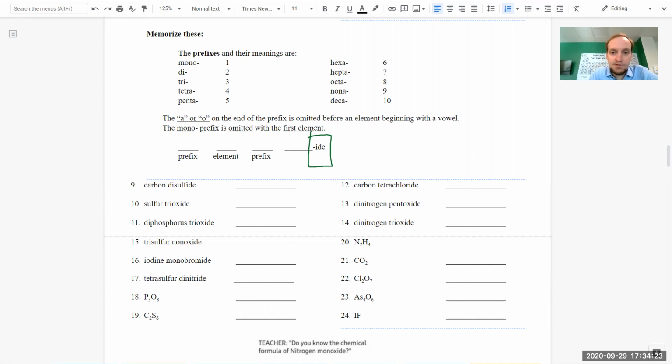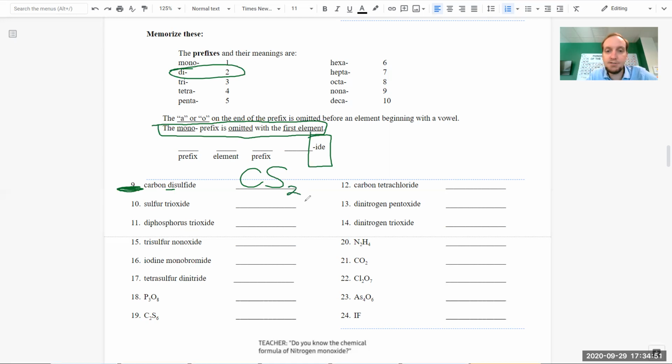So let's start with number 9. It says carbon disulfide. Carbon, again, notice it has no prefix. If it has no prefix, we can assume it's going to be 1. If it's 2 carbons, it would be dicarbon. If it was 5 carbons, it'd be pentacarbon. But because it just says carbon, we can assume there's only 1. Okay? Disulfide tells me it's sulfur. And di, again, is 2, so it's CS2. It's a suffix, and it goes after the element. That tells me that there's 2 sulfurs for every 1 carbon, or carbon disulfide. So that's the way that works.